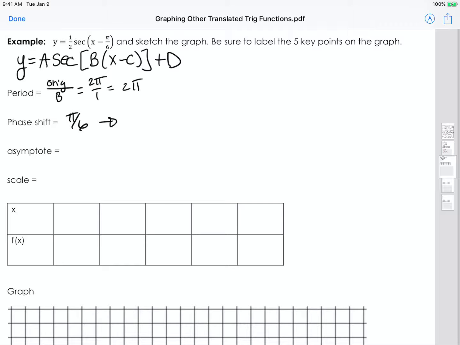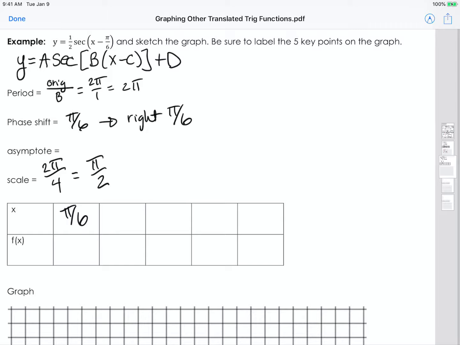Because there's a negative in front of the pi over 6, that means I'm going to move it to the right, pi over 6. We're going to wait after we set up our table to find the asymptotes, and then the scale is going to be our period divided by 4, so we can split it up into our 4 chunks. So my scale is going to be pi over 2. So I'm going to start at pi over 6, and I'm going to keep adding pi over 2.